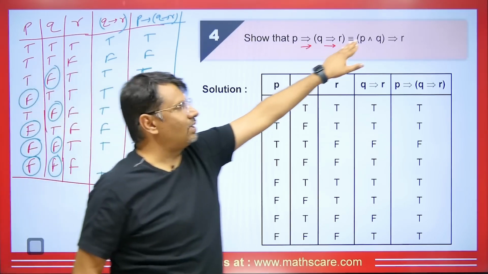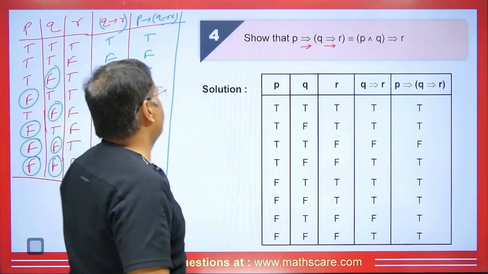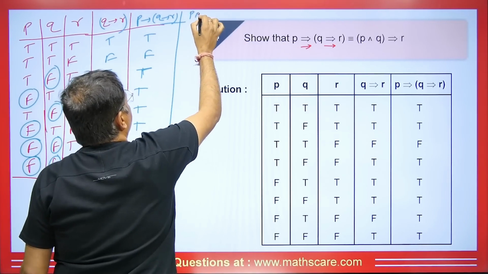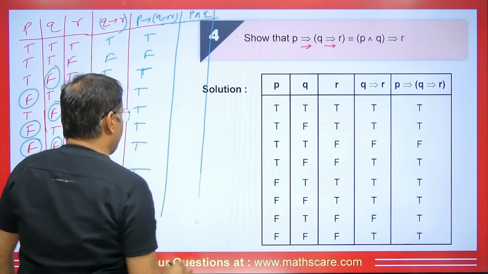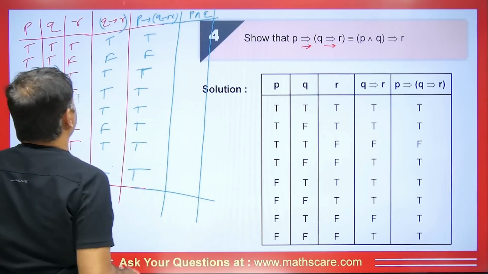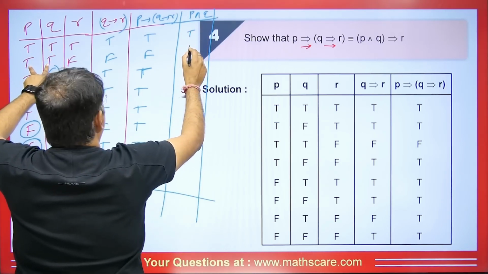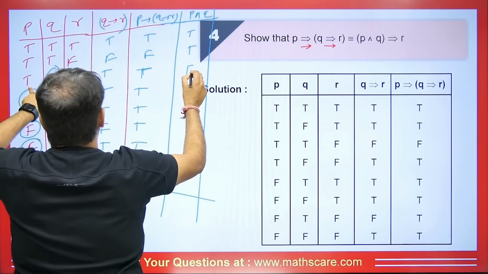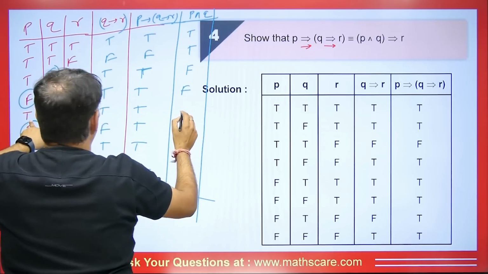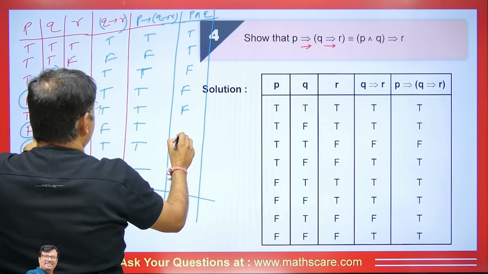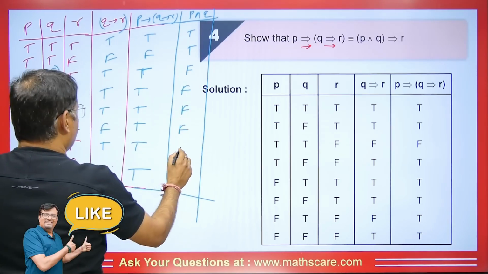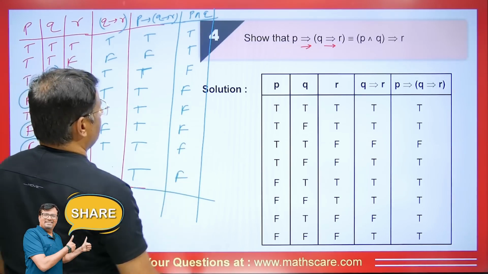Now we will talk about this one, okay? We will talk about P and Q, right? Here it has 'and', which means we will do multiplication by taking 1 and 0. So true, true, students, it will be true. 1 into 1 is equal to 1. This will also be true. Here we get false, here this will be false. Here we'll get false, and false here. Students, here we will get false, false, false, and here we will get false, right?